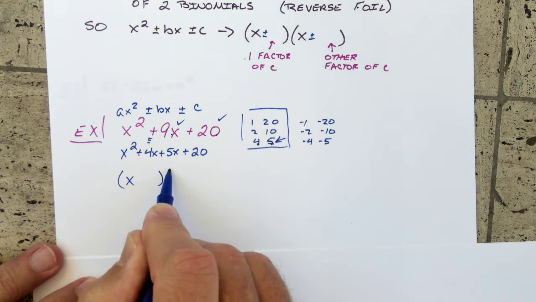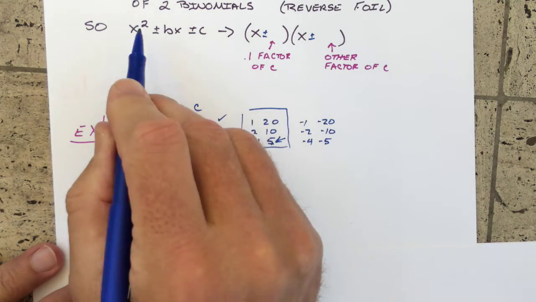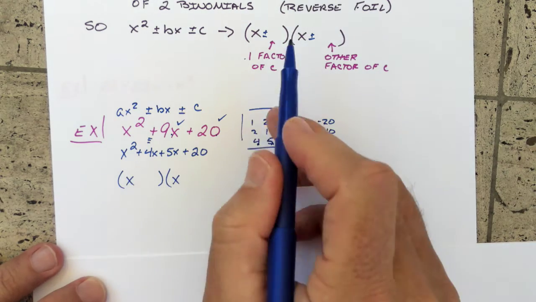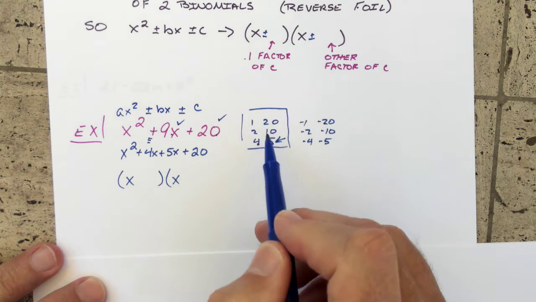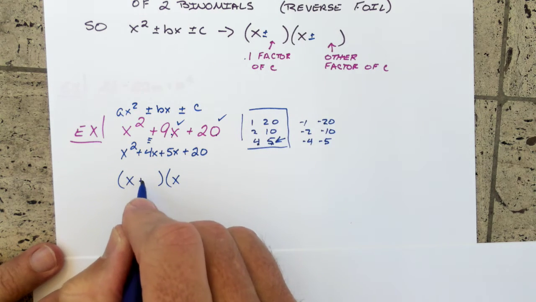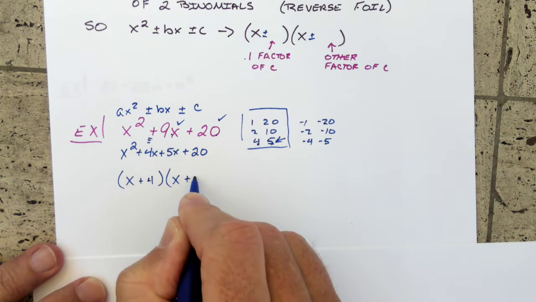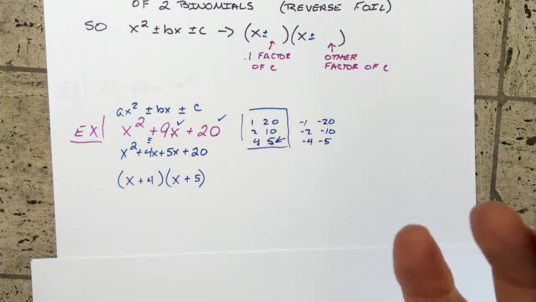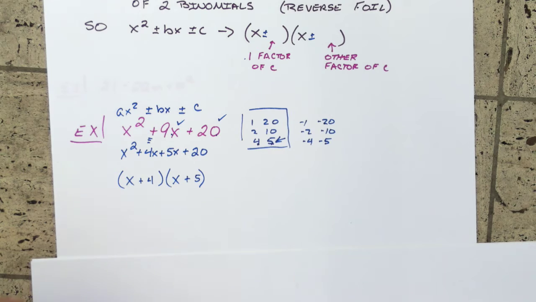X, 2 factors of x squared, done. What are the 2 factors of c that we decided to use? 4 and 5. And they're both positive. Plus 4, plus 5, done. It has now been factored.